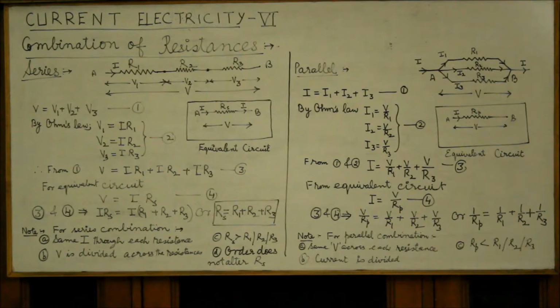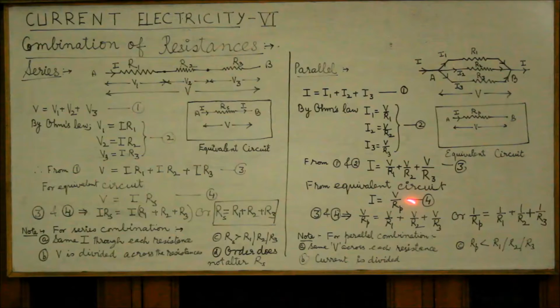In an equivalent circuit, that is a circuit which is equivalent to this combination, the resistance we can take as Rp, current is I, the potential difference is V, giving you the relation I equals V over Rp. If you compare 3 and 4, you will get V over Rp equals V over R1 plus V over R2 plus V over R3. Dividing by the common factor V, you get 1 over Rp equals 1 over R1 plus 1 over R2 plus 1 over R3. Hence, the reciprocal of the effective resistance in parallel combination is equal to the sum of the reciprocals of individual resistances, that is 1 over R1 plus 1 over R2 plus 1 over R3, and so on if there are more resistances in the combination.